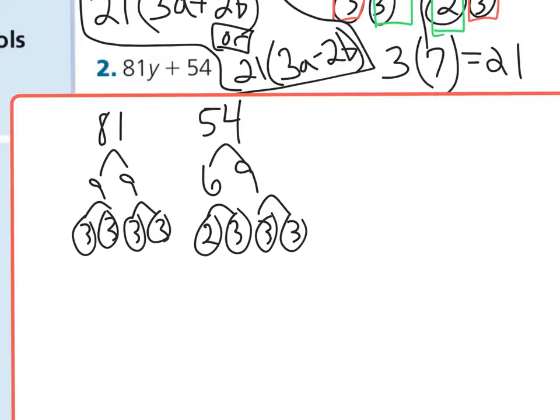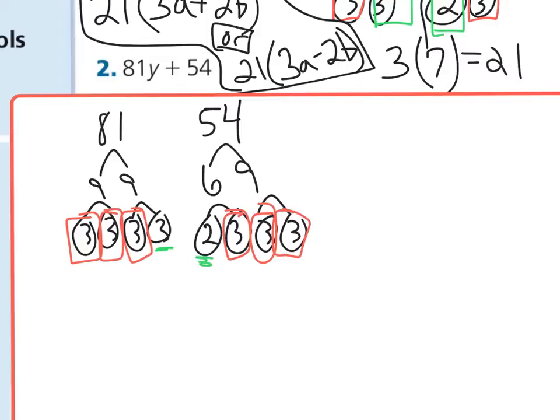Again, once we've factored it down, now we're going to look to see what they have in common. So, seeing a lot of 3's here. We've got a 3 in common. We've got another 3 in common. And we've got another 3 in common. We look at our other ones. We've got a 3 here and a 2 here. Those don't match. So those are not in common.